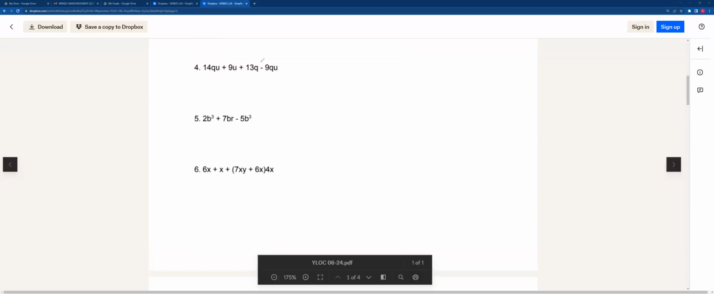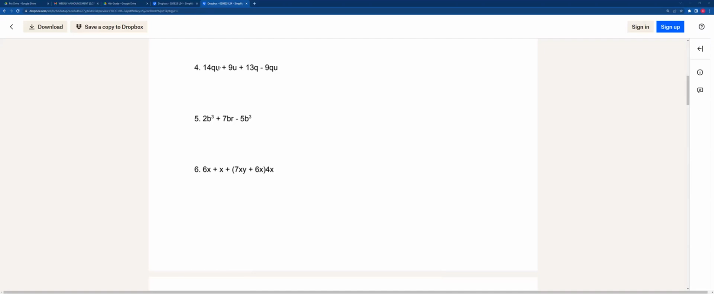Right here, you can do group factoring. Well, we have these two and then these two, which are like terms, so we'll have 5qu plus 9u plus 13q, and that'll be it.